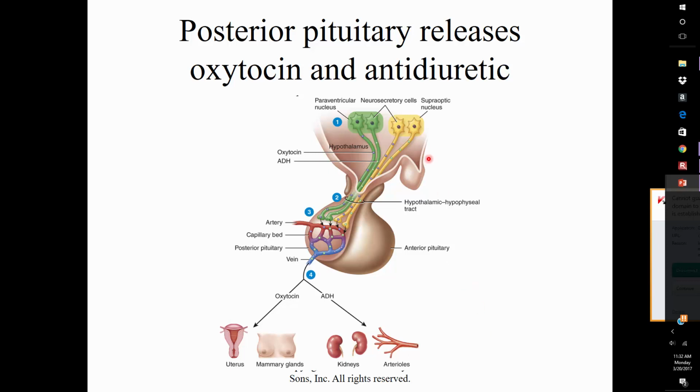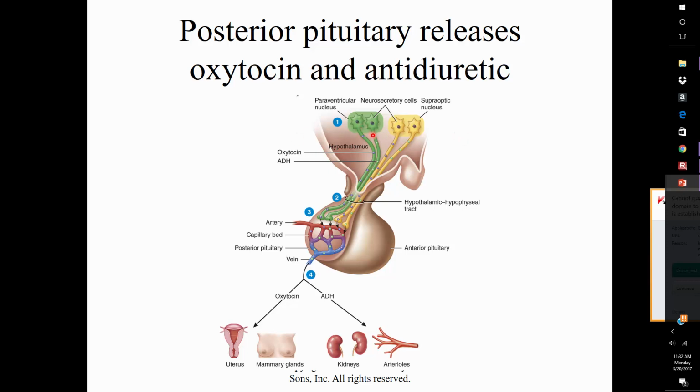So notice that we have neurons that start in the hypothalamus, and they are truly neurons. They have a cell body, they have dendrites, they have leak channels, they have a resting membrane potential, they have voltage-gated channels, they're able to propagate action potentials. So they're neurons that release hormones. So we call them neurosecretory cells. And we have neurons that can release ADH and neurons that can release oxytocin.